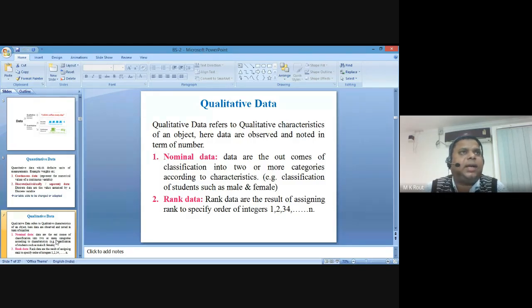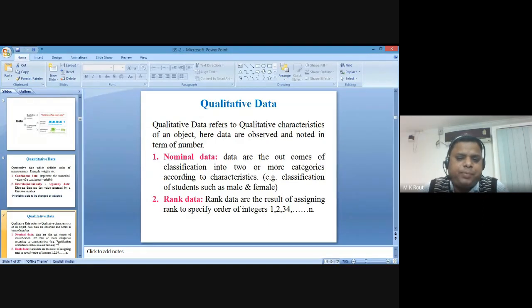The next part is rank data. Rank data are the result of assigning the rank to specific order or specifying the order of integers. And it will start from 1, 2, 3, 4 up to your n number of data. For example, if your institute assigns a particular person for calculating the different types of product available in Big Bazaar, whenever the person is present inside the premises of Big Bazaar, initially he observes the garment store. Then he observes the FMCG products, then grocery items, then toy sections, and finally he or she reaches the cash counter machine.